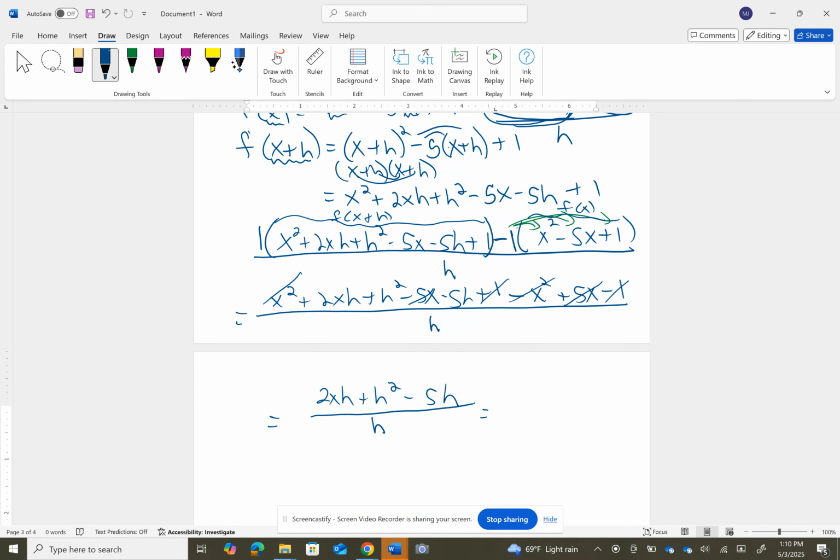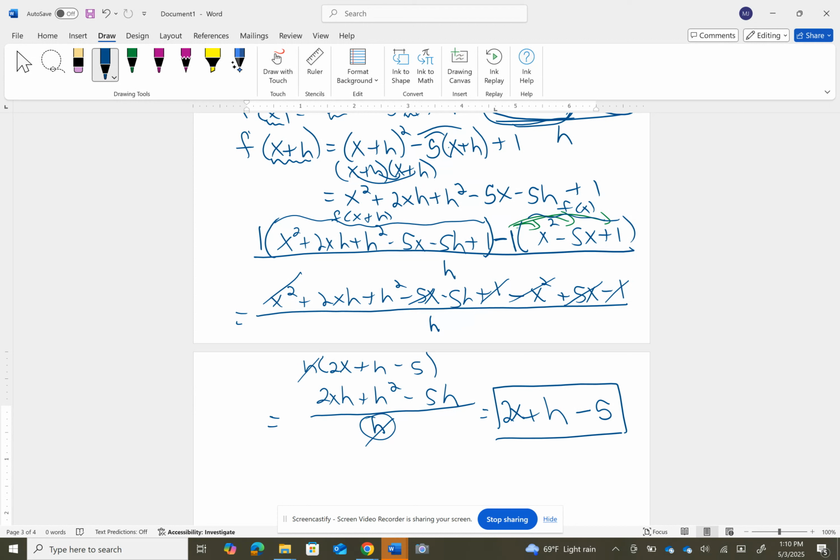Because that's a single term, that h needs to be divided into each of those terms. Or you can factor out the h if you want, take out 1h and then cancel it out. Or you could think h goes into 2xh, you'd have 2x left, h divided into h squared would leave you 1h, and h into minus 5h would leave you minus 5. So this would be finding and simplifying the difference quotient.